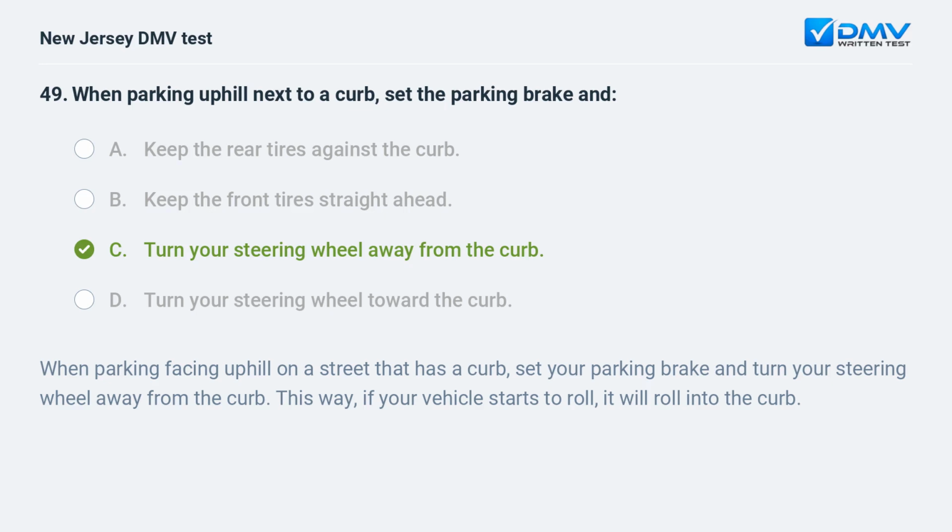When parking facing uphill on a street that has a curb, set your parking brake and turn your steering wheel away from the curb. This way, if your vehicle starts to roll, it will roll into the curb.